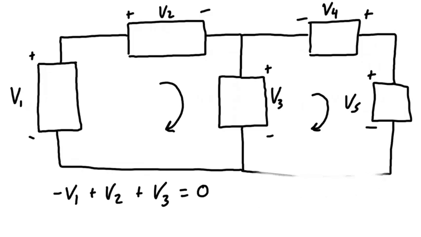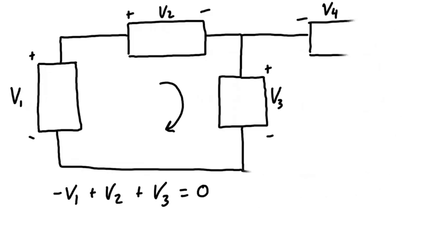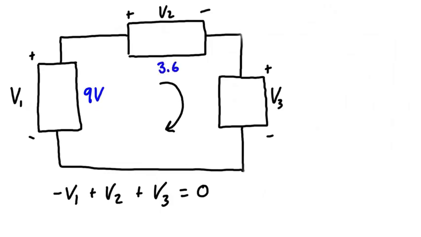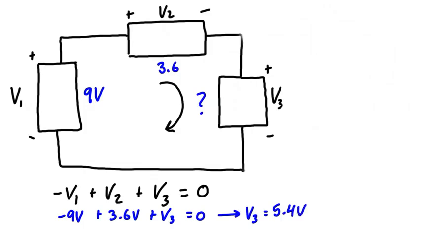To keep this introduction simple, let's get rid of the right-hand loop, and let's say that we know two of the voltages. This one is known, it's 9 volts, and V2 is known to be 3.6 volts, and we're asked to find V3. Well, we can plug those right into our expression. So we have negative 9 volts plus 3.6 volts plus V3 is equal to 0. We can rearrange that to get V3 is equal to 5.4 volts.